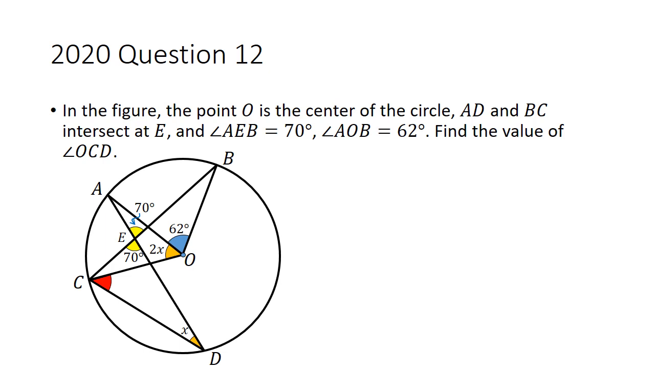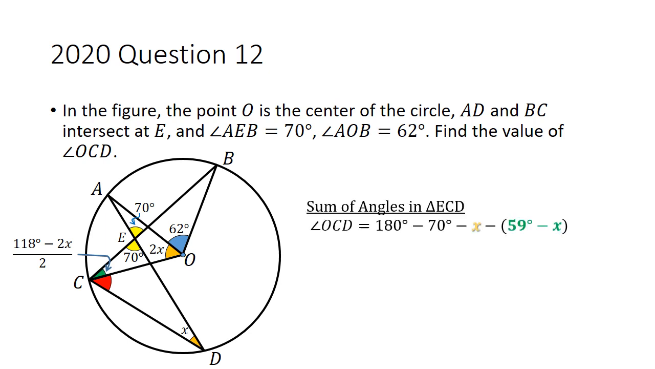Next, we can use the base angles of an isosceles triangle. Now we note that triangle OBC is isosceles because OB and OC are both the radius of the circle. So the base angle, the green angle, is equal to 180 degrees minus 62 minus 2x, divided by 2. So we can simplify that to be equal to 118 degrees minus 2x over 2, and further simplify that as 59 degrees minus x. Now we can use the sum of angles in a triangle, specifically triangle ECD. This allows us to find angle OCD, the red angle that we want to find.